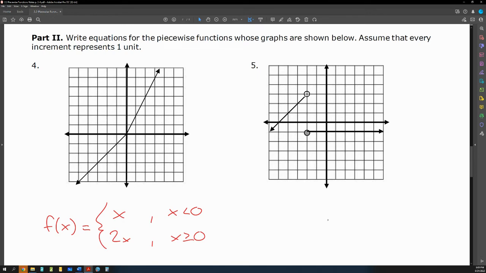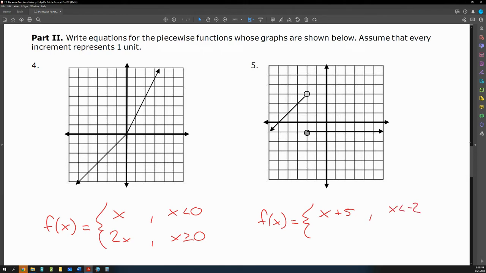Okay, so for number 5, we'll call this one f of x as well. A different function, different graph. I see that the left-hand piece over here is a linear function, and it has a slope of positive 1. So this is y equals x, but then we have to determine the y-intercept as well. If we were to extend this line, we would see that it would cross the y-axis right here at 0, 5. Therefore, the y-intercept is 5. So we have the expression x plus 5. The domain of this is going to be everything to the left of negative 2. So we have x is less than negative 2.